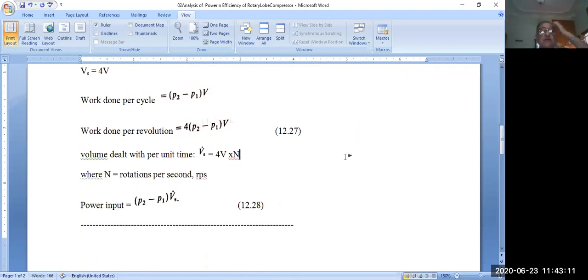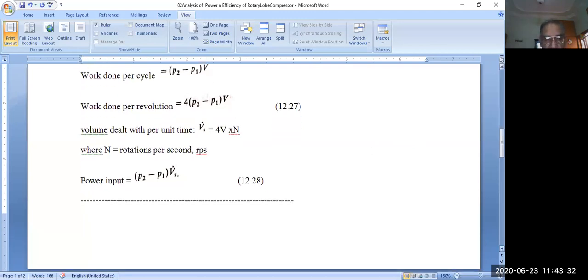This was correct. So work done per cycle, (P2 minus P1) V, from this PV diagram is 1 cycle, but such 4 cycles are completed in one complete rotation of the shaft. That's why work done per revolution or per rotation of the shaft is 4 times this work. That is 4 times (P2 minus P1) multiplied by V, and this is equation 12.27.